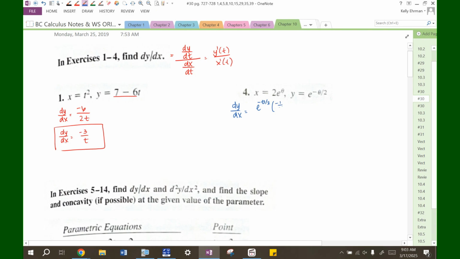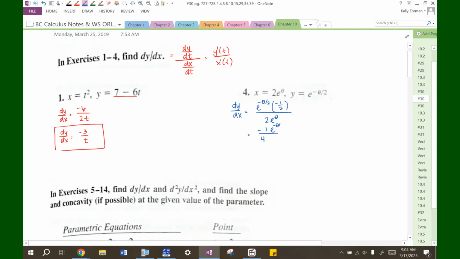So that's negative 1/2. Here it's 2e to the theta times 1 technically. Let's clean this up a little bit. So the negative 1/2 can come down here. Now if I bring a 2 down here times the other 2, that's a 4. And then what about the e's?